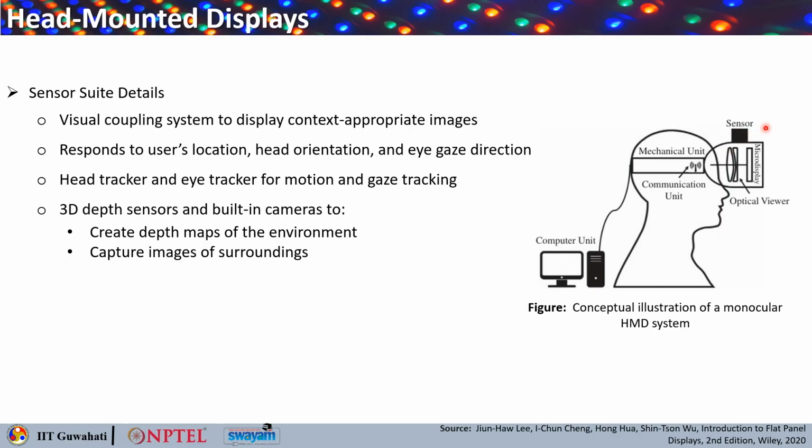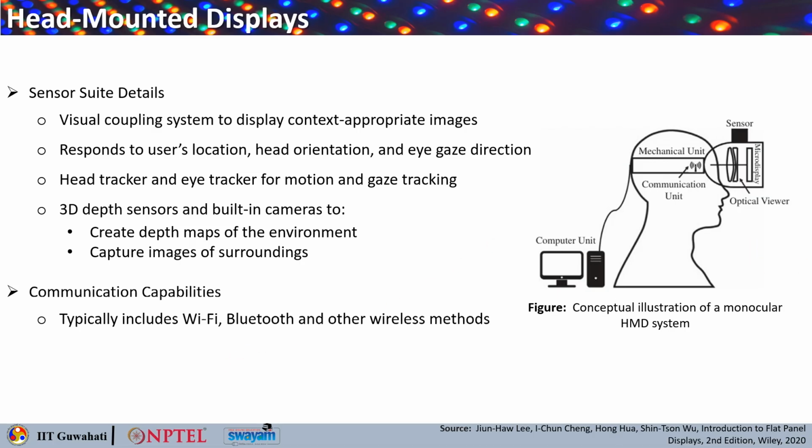This basically is a virtual coupling system to display content appropriate images. It responds to the user's location, head orientation and eye gaze direction. A head tracker and eye tracker are used for motion, and gaze tracking is also done. Also, the 3D depth sensors and built-in cameras create a depth map of the environment and capture images of the surroundings. The communication capability in this kind of system includes Wi-Fi, Bluetooth and even any other wireless module.